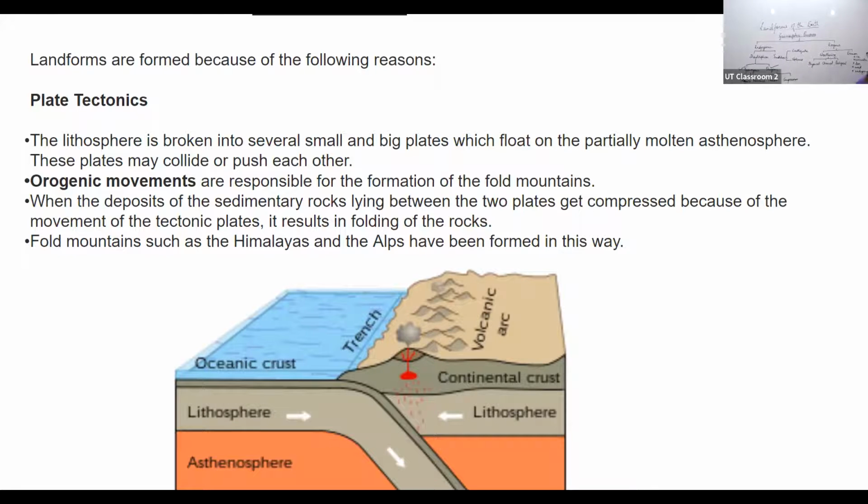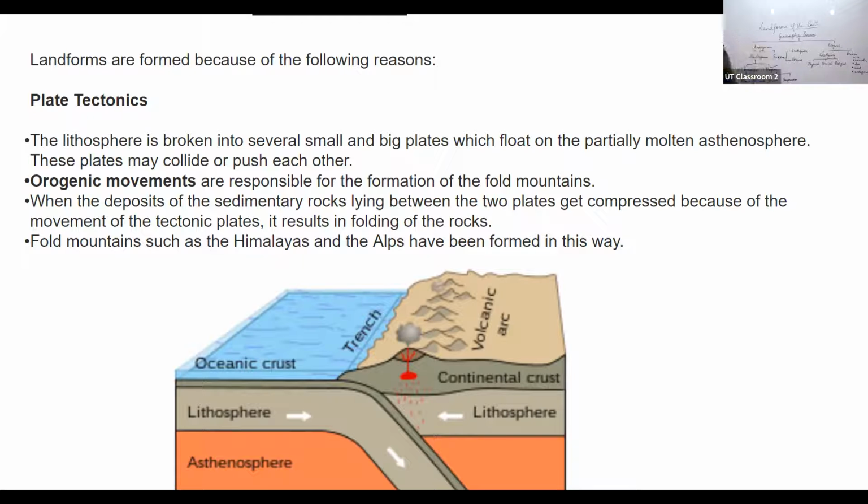So here, when deposits of sedimentary rock lying between the two plates get compressed, compressed means they're getting pushed. Because of the movement of tectonic plates, it results in the folding of the rock. How the handkerchief was folding, it will be on similar lines where the rocks will also get folded. Fold mountains such as the Himalayas and the Alps have been formed this way.